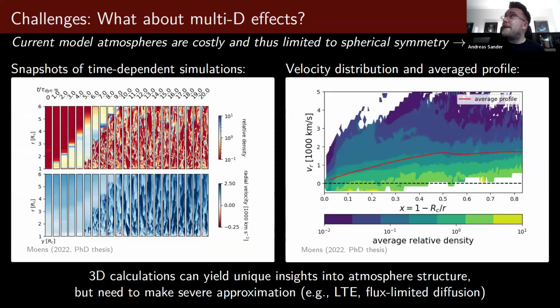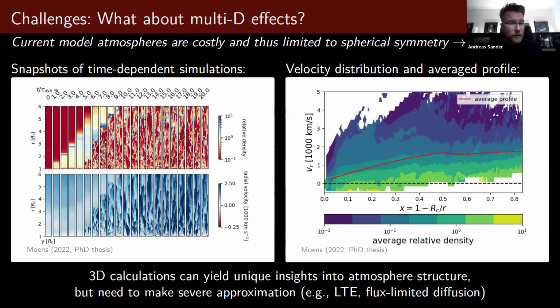Now, in the final minutes, I know I'm already stretching time a bit. We are going to multi-D calculations. So all of the atmosphere models that I've presented here are actually 1D models, sorry. So what about multi-D effects?